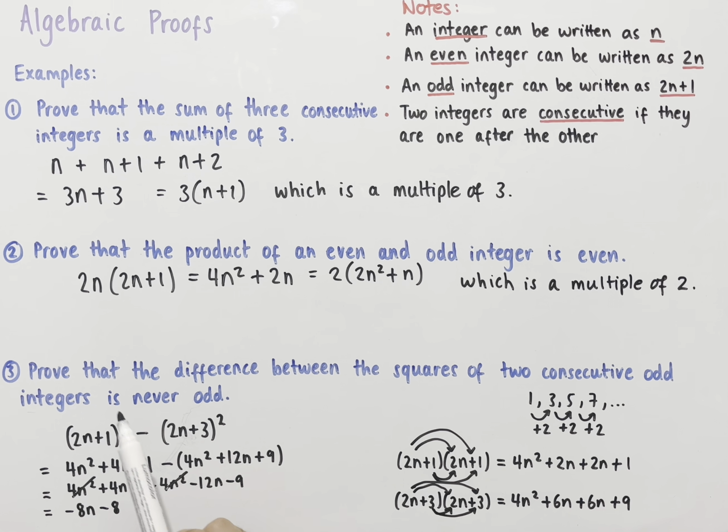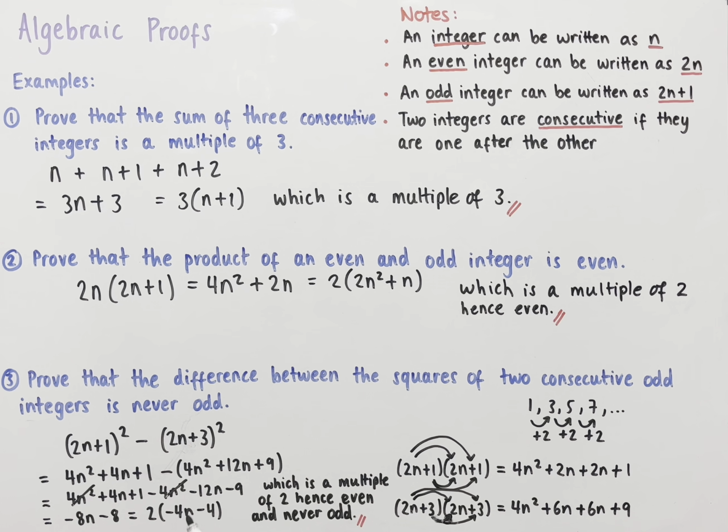Now in the question, we're trying to prove that the difference between the squares of two consecutive odd integers is never odd. If something is never odd, then it's even, and so in this case we need to factorize a 2 out to show that this expression is even. We can see that minus 8n minus 8 has a common factor of 2, and so this can be written as 2, and then in brackets we have minus 4n minus 4. Since we factorized the 2 out, this shows that this is a multiple of 2, and so therefore it's even and never odd. And so this is how you complete algebraic proofs.